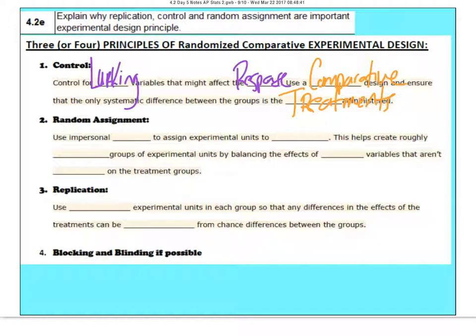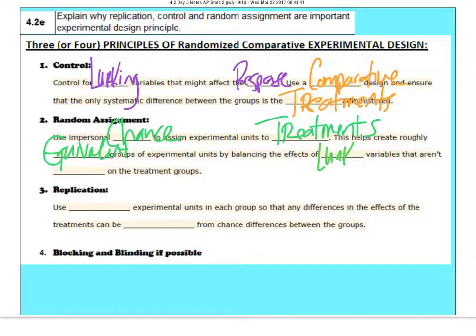Step 2 is your random assignment. Here we're just going to use impersonal chance to assign experimental units to the treatments. This in itself helps to create roughly equivalent groups of experimental units by balancing the effects of the lurking variables that aren't controlled on the treatment groups. So the treatments themselves are set up here under the control, but the random assignment will help control for things that aren't covered within the treatment aspect.